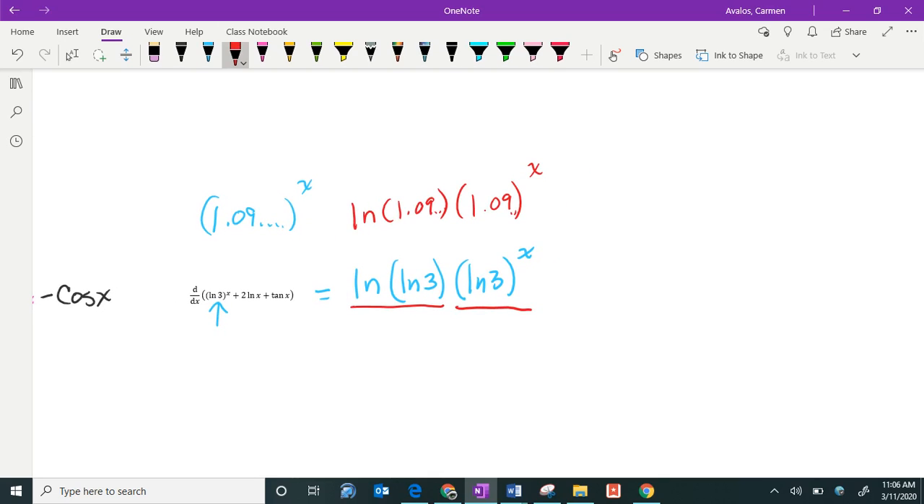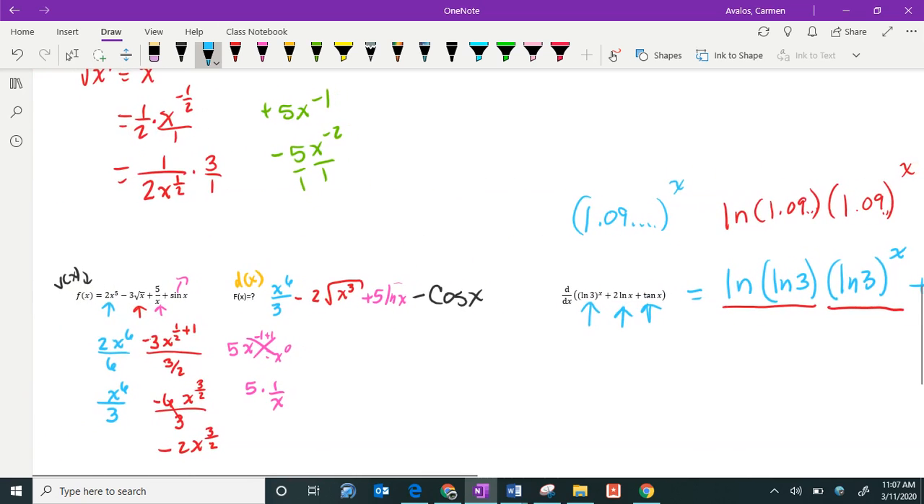And then plus this one here is now going to be the coefficient times the derivative of ln of x, which is 1 over the argument, which in this case is x. So the easier way to write that is just going to be over x. And then the derivative of the tangent is going to be just secant squared of x. And that is your derivative.